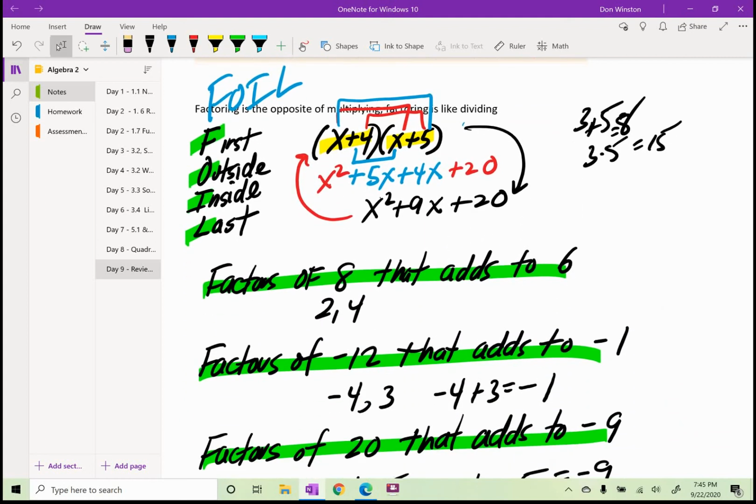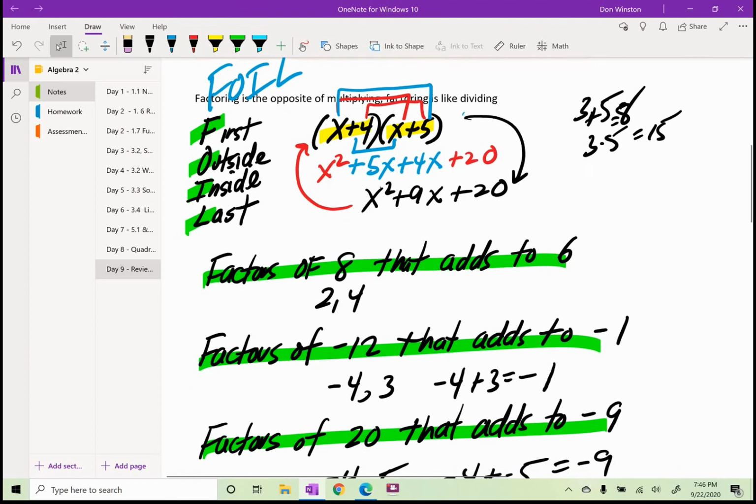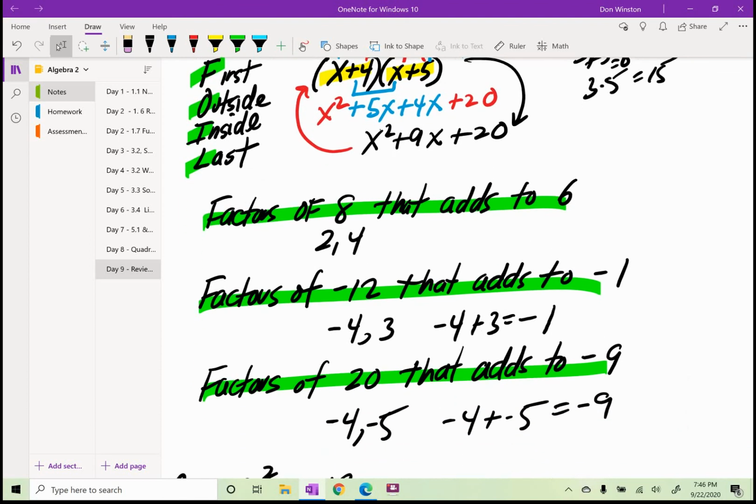And then the next thing, you have to know your multiplication facts, right? I mean, there's just no way around this, okay? You need to be good with your multiplication facts. So for example, if I said, what are factors of 8 that add to 6? Well, that's 2 and 4, because 2 plus 4 is equal to 6, and 2 times 4 is 8. If I say, what are factors of negative 12 that add to negative 1? Well, you would say negative 4 and 3, because negative 4 plus 3 equals negative 1.